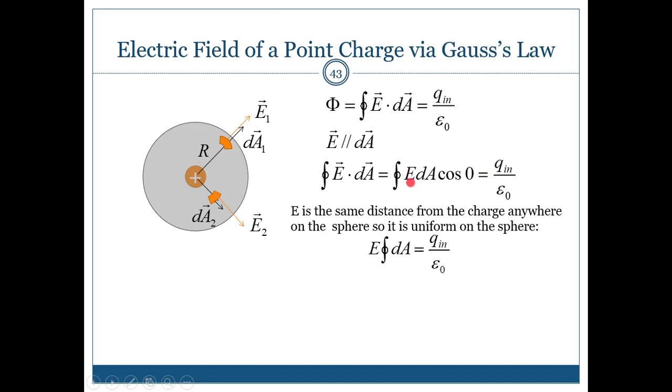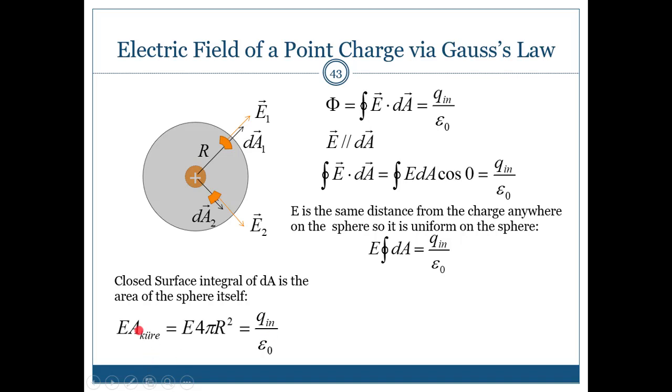Since E is the same distance from the charge, E is constant in this integration. It can come out of the integration, reducing our flux calculation to E times the area of the sphere. So this is just E times A. Integral of dA is A, right? So that's the area of the sphere. Equals Q in over epsilon 0.